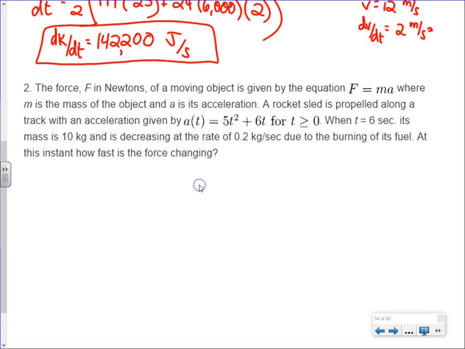Big mass. I put the answers there so we could double check. Number 2, the force in newtons. Newtons? Newton. The force for the moving object is given by F equals ma, where m is mass and a is acceleration. You should have known that. A rocket sled is propelled along a track with an acceleration given by, there it is, a pretty fast acceleration, for t greater than or equal to 0. When t is equal to 6 seconds, its mass is 10 kilograms and is decreasing at a rate of 0.2 kilograms per second due to the burning of its fuel.